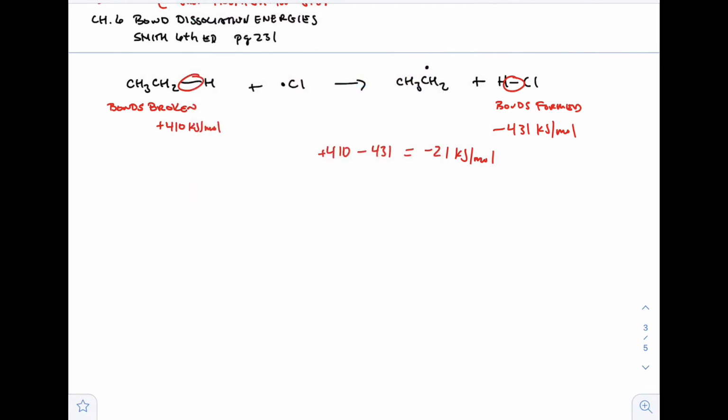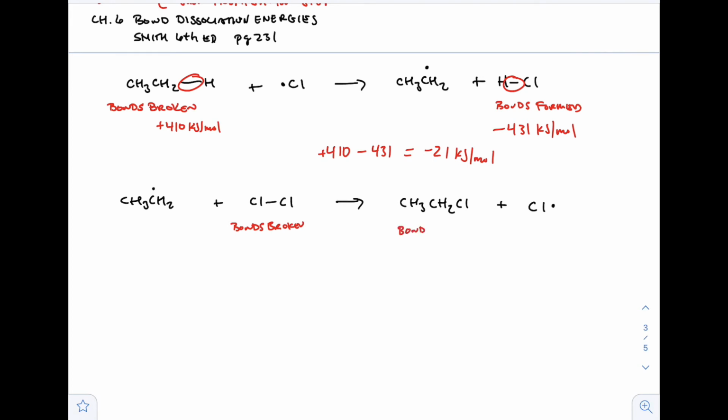So we aren't done yet, right? So we have the ethyl radical that's going to react with elemental chlorine, and that's going to form chloroethane as well as another chlorine radical. Okay, so that's the final step in the propagation step to get to our final product.